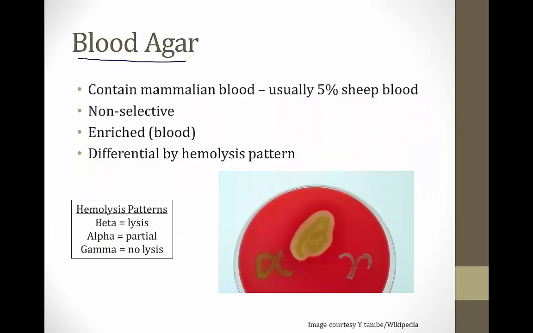Blood agar is a very useful growth medium for identification of bacteria. It contains mammalian blood, usually 5% sheep's blood. It's considered a non-selective media because lots of different bacteria will grow on it.